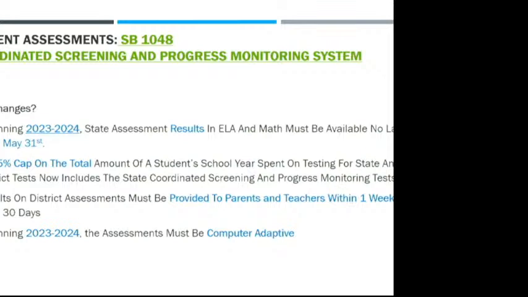The results, this is a new, very big change, must be available to parents and teachers within 1 week of the test administration. It was 30 days before, and it's 1 week, and that was a change they made right up until the minute the bill was signed. And beginning in 23-24, all assessments must be computer adaptive. So that changes what Daryl just showed, where he showed the paper-based assessments. In VPK through 12, they will be computer adaptive.